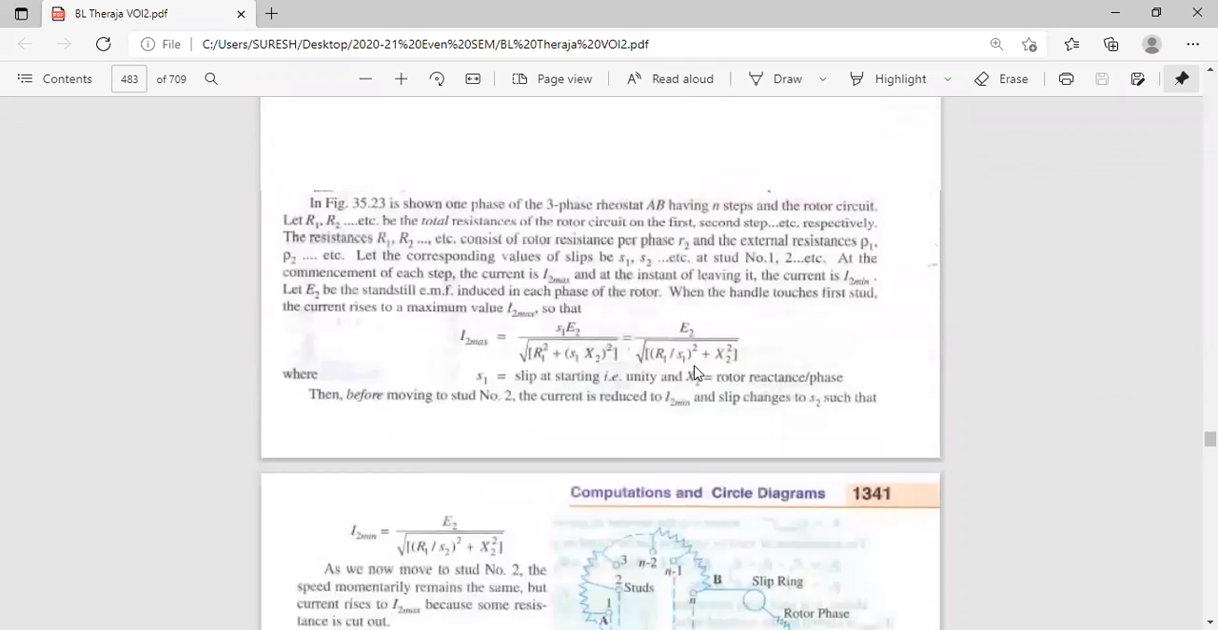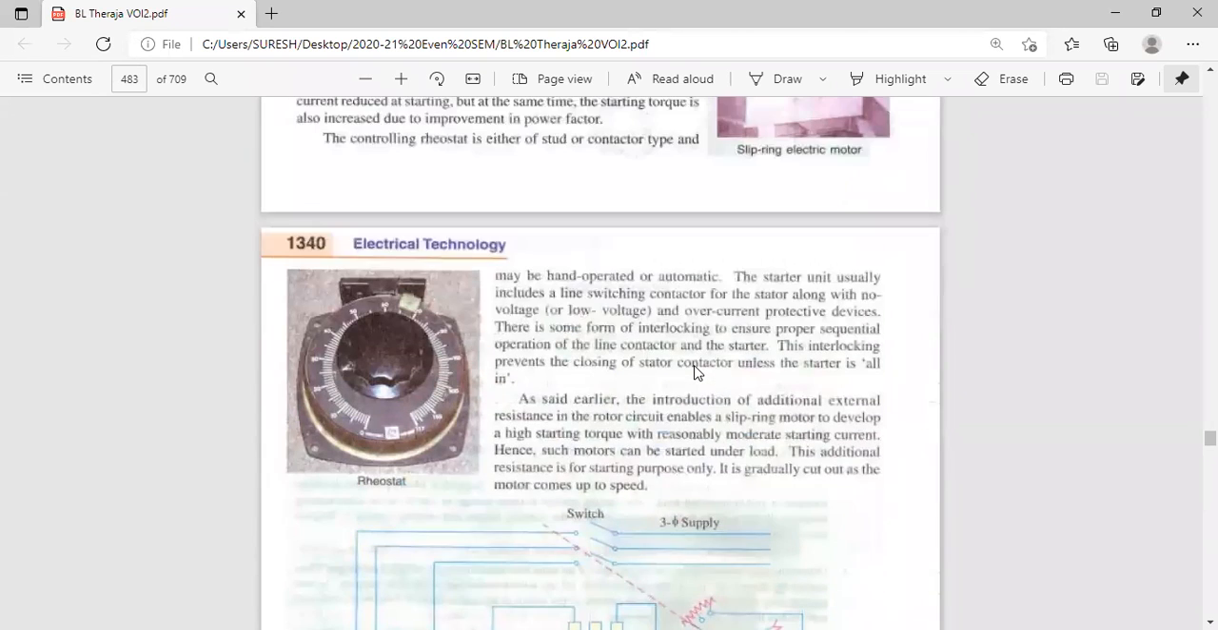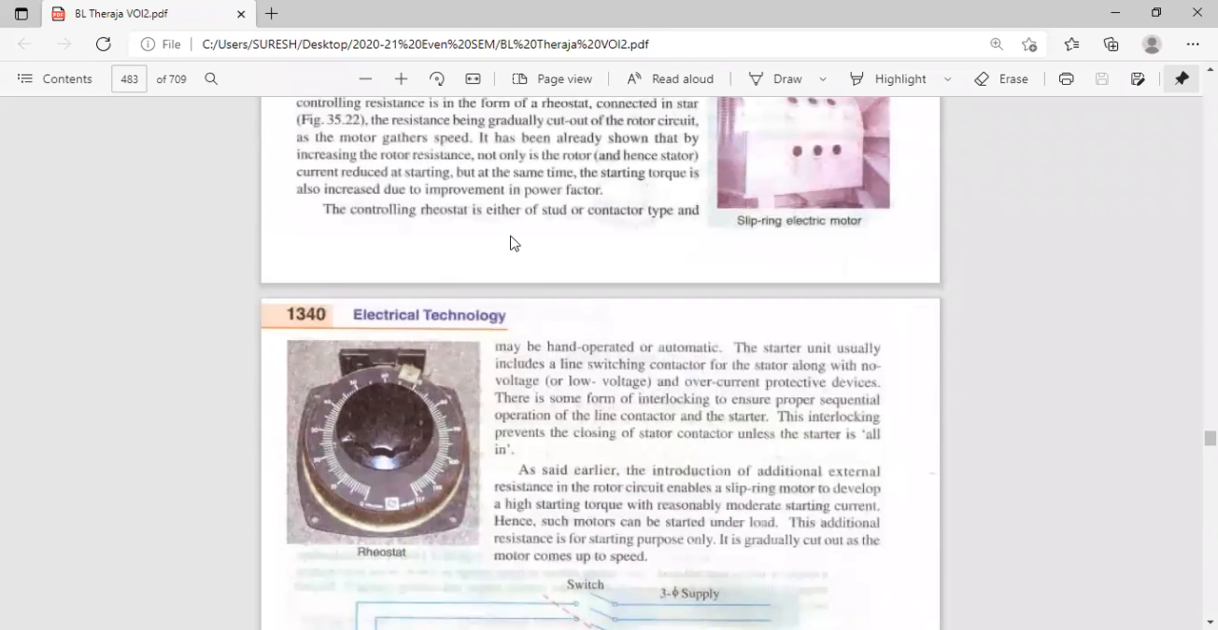See here what I am telling. The controlling rheostat is of either stud or contactor type and may be hand operated or automatic. We can change the switch by hand, or it can be automatic also.